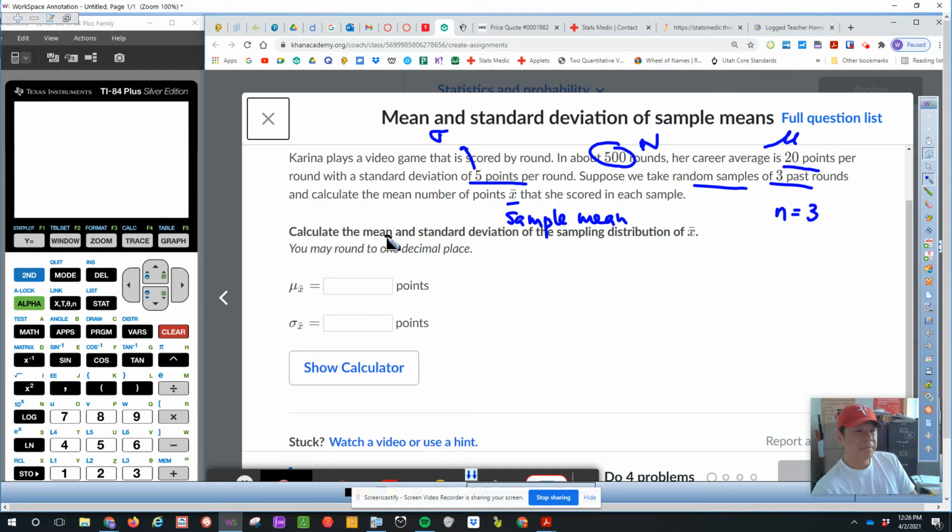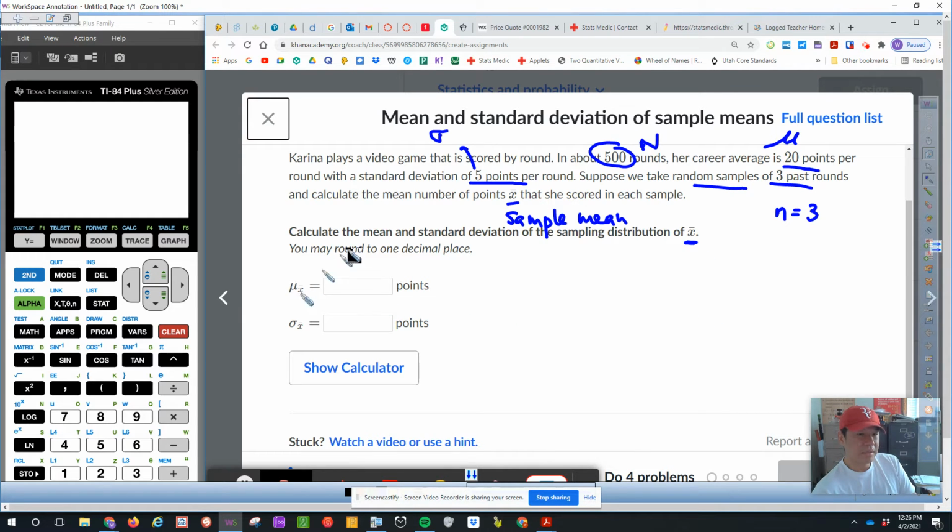So calculate the mean and standard deviation of the sampling distribution of x bar. Here they're taking 3 rounds. Every 3 rounds, they take an average. But the 3 rounds are randomly selected, of course, from within the 500 rounds.